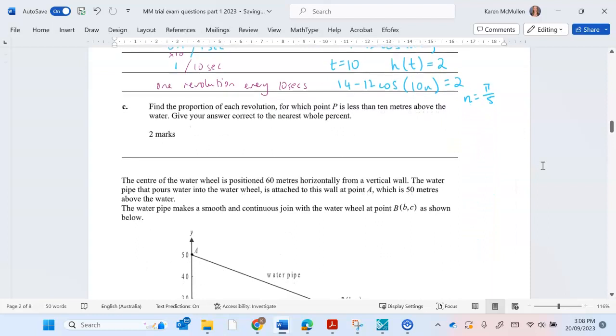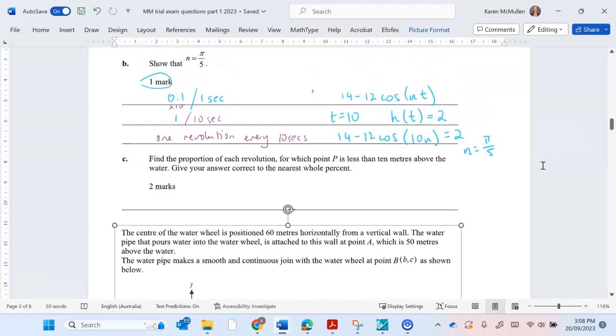All right, find the proportion of each revolution for which point P is less than 10 meters above the water. Give your answer corrected to the nearest whole percent. So proportion of each revolution. Proportion means we've got to basically give our answer as a fraction. So we want T, which is the height of P, to be less than 10.